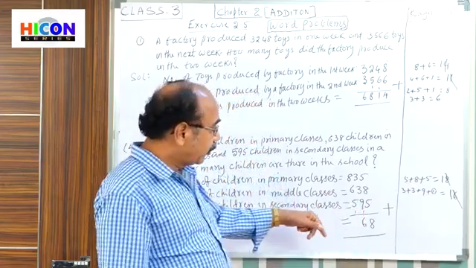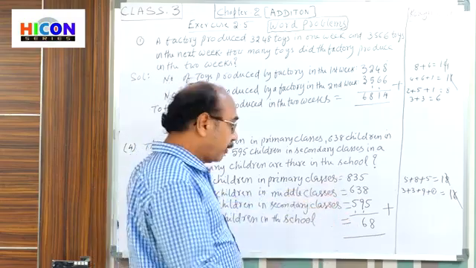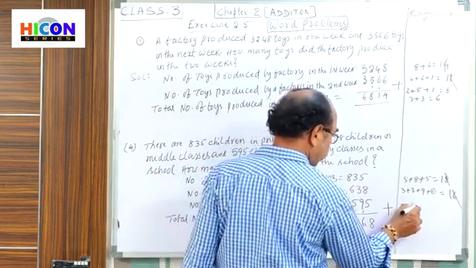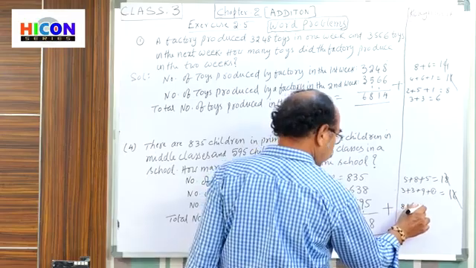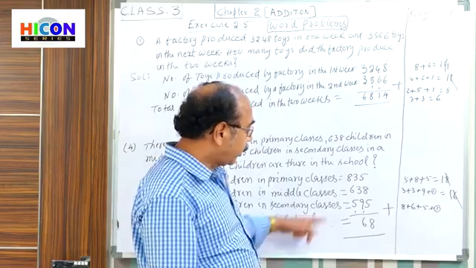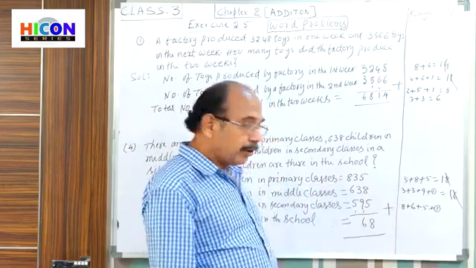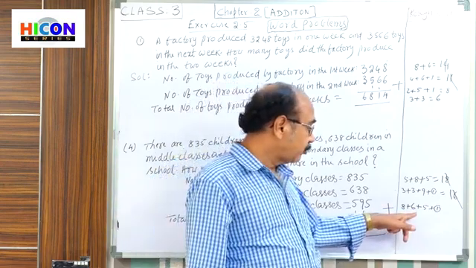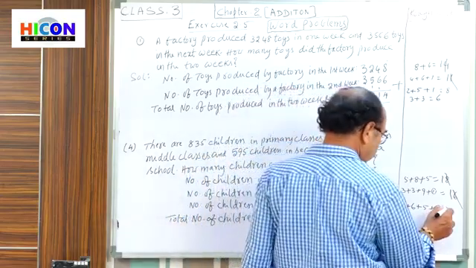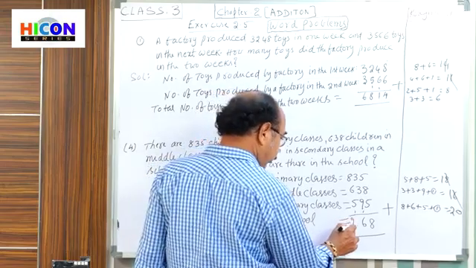That is carried 100. Now add the digits in the hundreds place. Digits of hundreds place. 8 plus 6 plus 5 plus 1 carried 100. 800, 600, 500 plus 1 carried 100. Now add 8 plus 6, 14. 14 plus 5, 19, plus 1, 20. 20. So write 20 here.